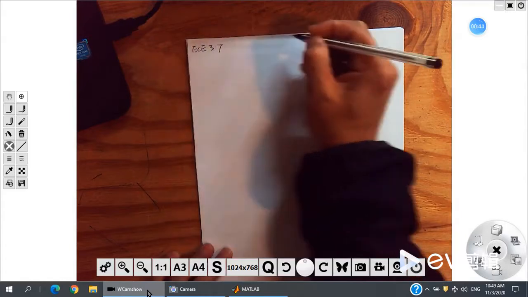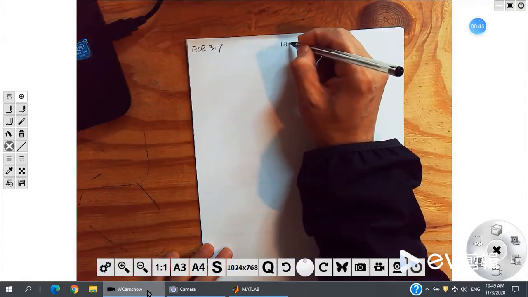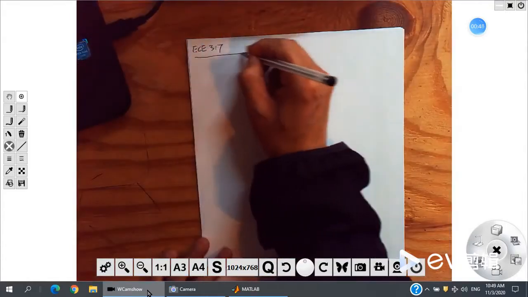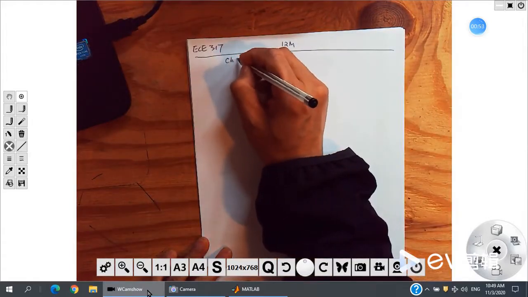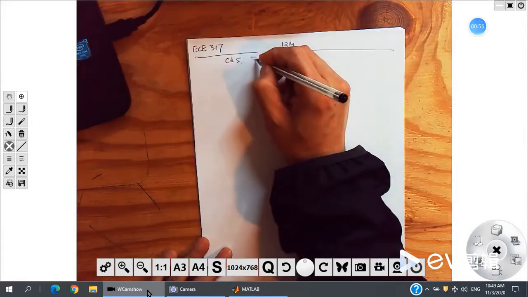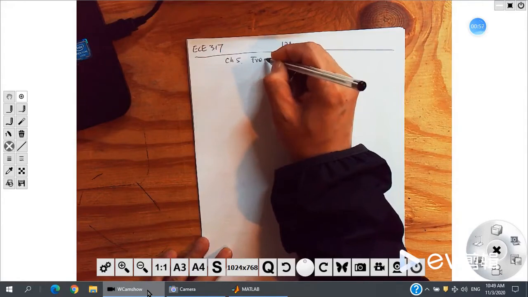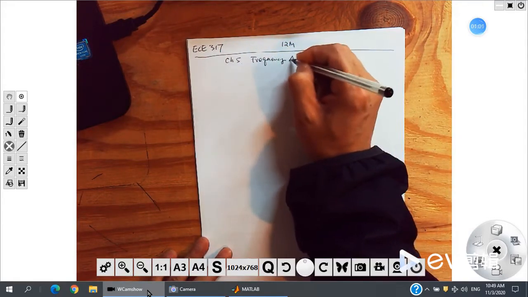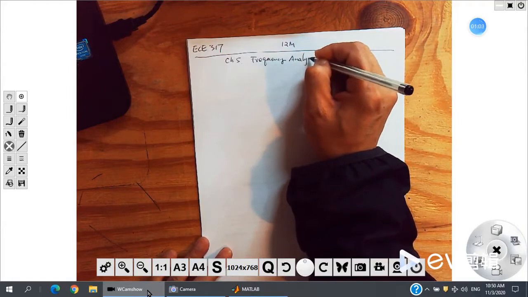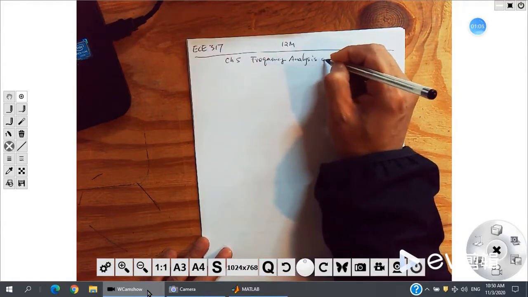ECE317. This is the 12th week Monday's class. Okay, so we go to chapter 5 for the frequency response, frequency analysis of systems.